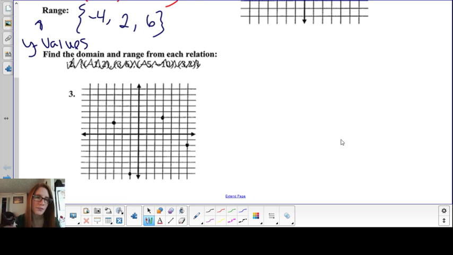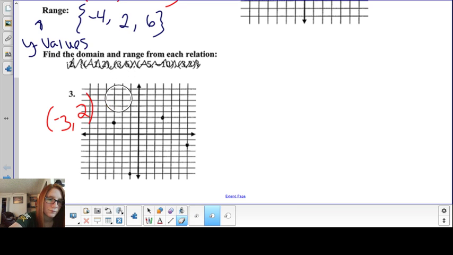In this one, we're asked to find the domain and range based on the graph already. So let's identify what my different points are. Let's talk about this guy over here. We're going to start at (0, 0) and count left. So we have 1, 2, 3. So my x here is -3, and my y value is up 2. So that point is (-3, 2).